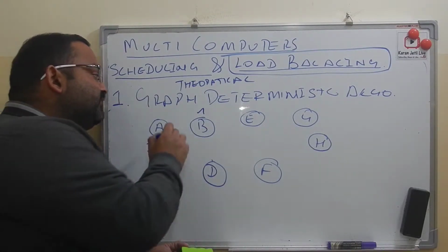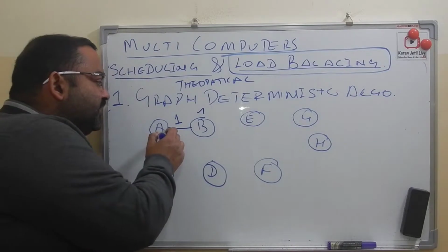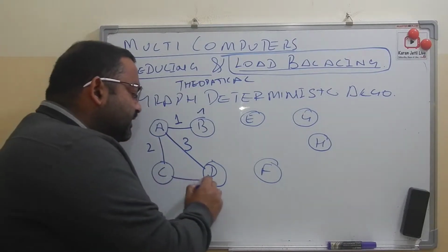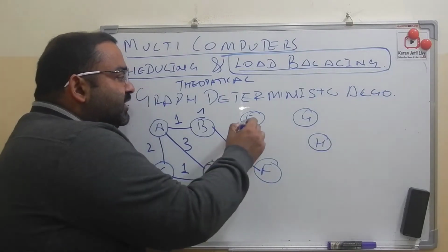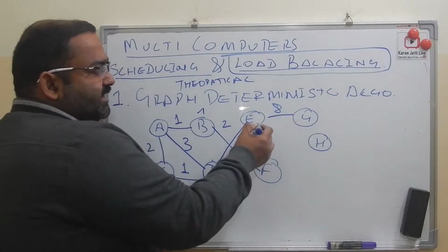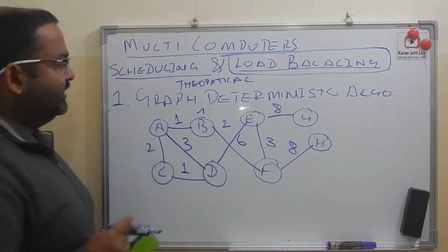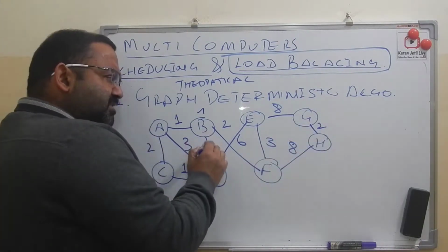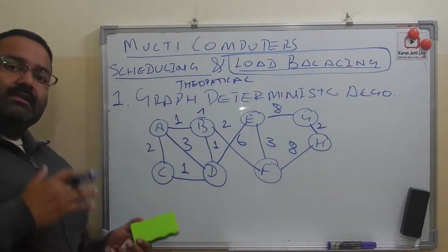If there is communication between A and B, for example, they communicate 1 time. A and D, for example, 3 times. C and D communicate once. B and F communicate 6 times. D and E communicate 2 times. E and G communicate, for example, 8 times. E and F communicate 3 times. F and H communicate 8 times. G and H communicate 2 times, and D and B communicate once. So when we make this graph, then we study this graph.